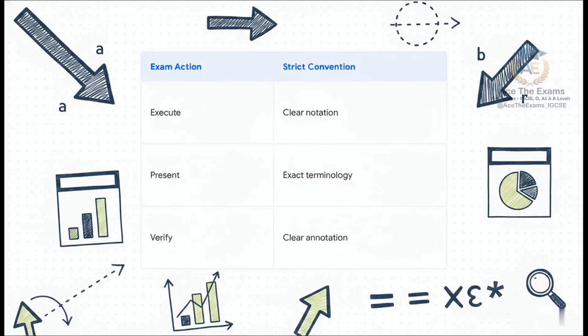Now check this out. Notice how perfectly your procedural actions must align with the strict conventions Cambridge examiners demand. When you execute your analysis, the strict convention is clear working and explicit notation. This is absolutely crucial with vectors, where a missing arrow above a letter or forgetting to make it bold literally changes the entire mathematical meaning of the expression. When you present data, use proper headings and exact terminology. And when verifying results, appropriate formats and clear annotation prove beyond a shadow of a doubt that you speak the mathematical language fluently.